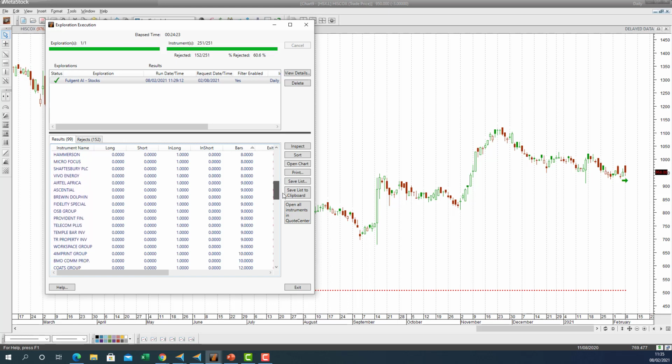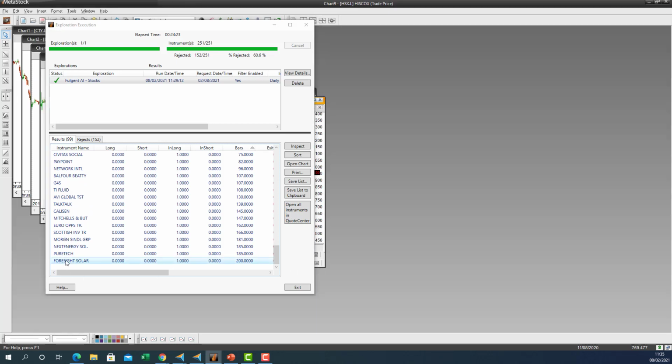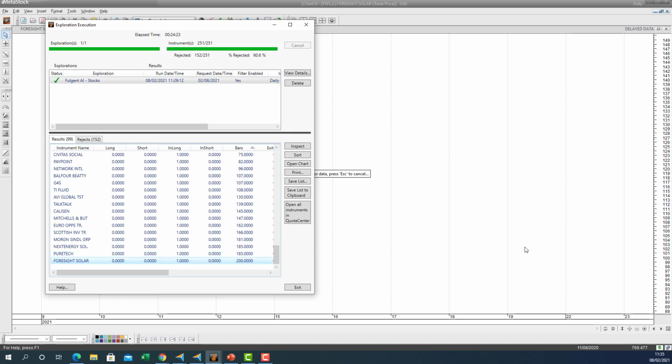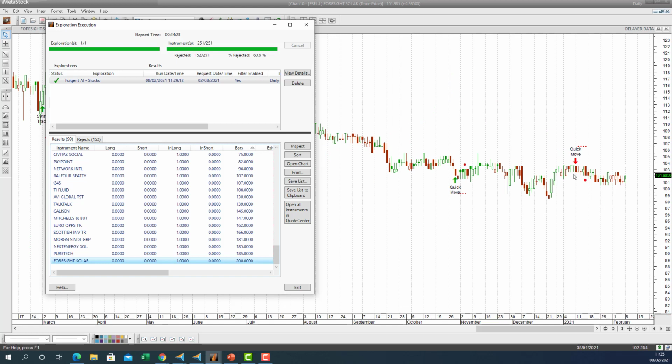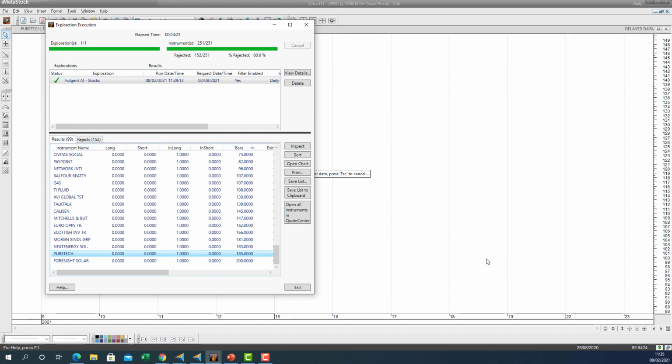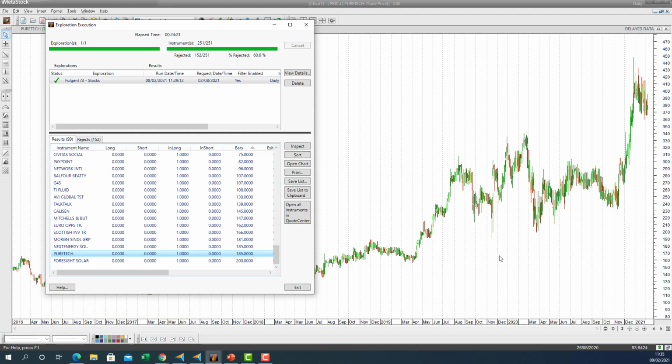And if we scroll down to the bottom end of the list, we'll see which ones do we have very long in the tooth in terms of trade. Foresight Solar is a trade's been in it for a while. Quick move. It's going to trigger a long there. Puratech, also in a trade for a very long time.